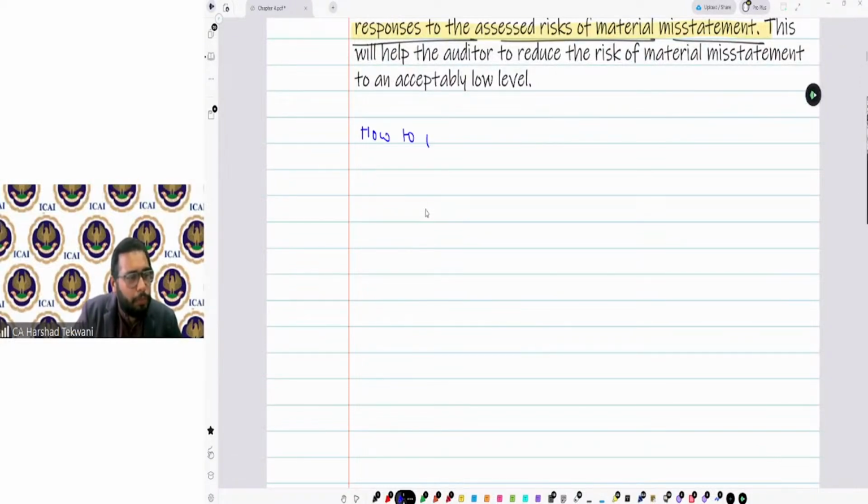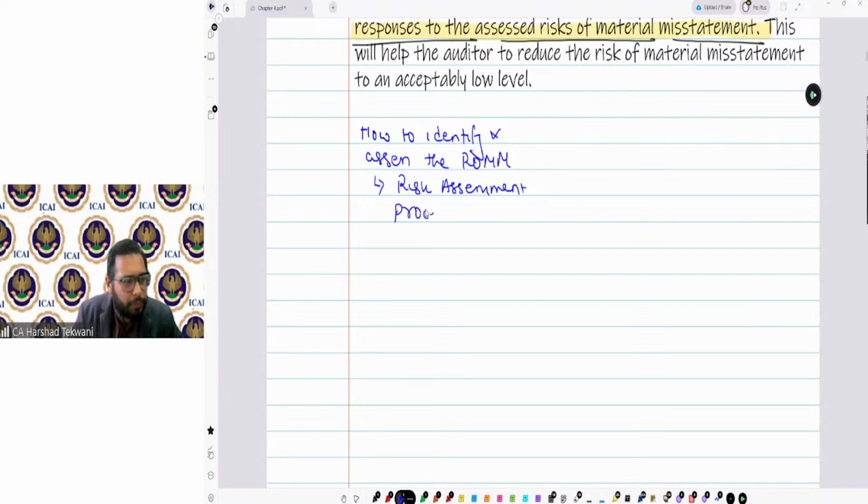How to identify and assess the risk of material misstatement due to fraud and error. For that, the standard is saying perform risk assessment procedures. So in order to identify and assess the risk of material misstatement, you perform the risk assessment procedures.